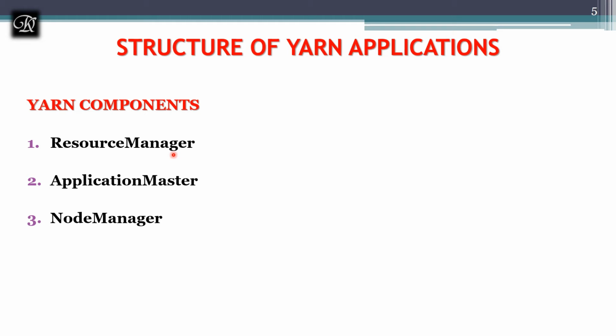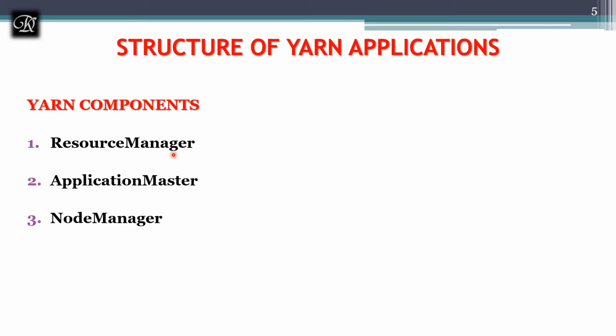Next, we'll discuss a little more about the scheduler. The scheduler does not monitor or track the status of the application, nor does it restart the failed tasks. The scheduler is purely responsible for allocating the resources. And the scheduler has a policy plugged into a partition, to divide cluster resources among the various applications. For example, the capacity scheduler and fair scheduler are the algorithms which will be used in the scheduler.